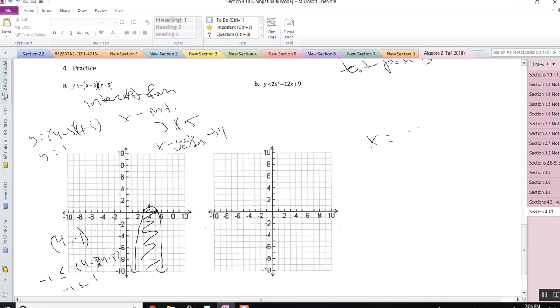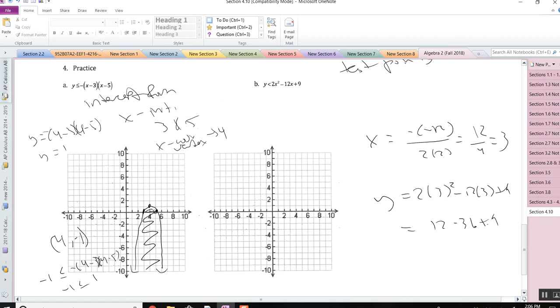Last example, -b over 2a, because it's standard form. You get 3. Four is 12 minus 36 plus 9. That one's a little nasty. It's -24. Yeah, I think you get -15 for that one. Let's make sure I did this one right. Yeah. So it's kind of off the graph a little bit, but that's okay.